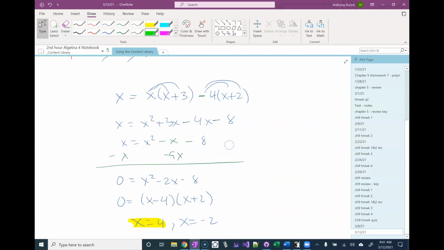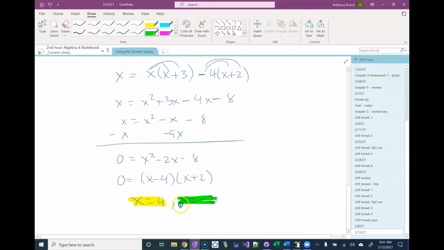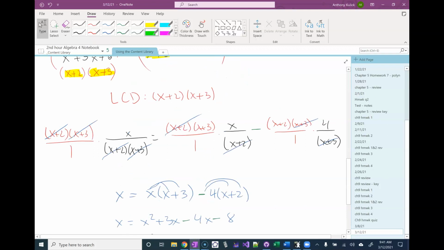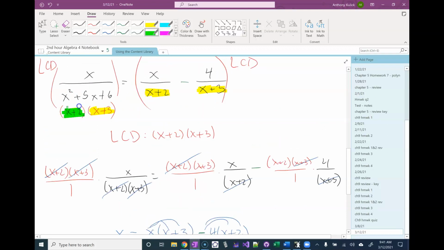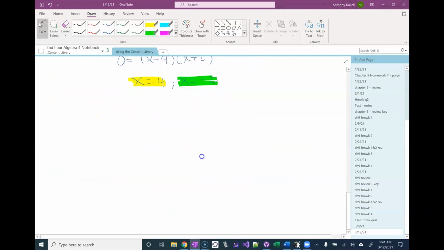However, if I take the -2 and I plug that back in to x plus 2, that gives me a 0, right? So that tells me this solution is extraneous. So my only answer is x equals 4.